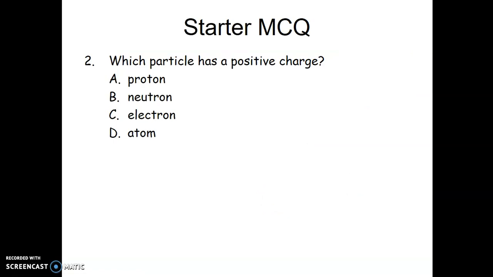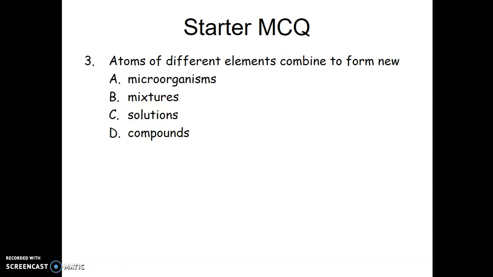Second question, which one has a positive charge? Well, positive begins with P, proton begins with P. That's how you were told to remember it in the previous videos. A proton has a positive charge. Hopefully you all got that correct. Atoms of different elements combine to form new compounds. If they have combined chemically, they form compounds. So the answer to that one is D.